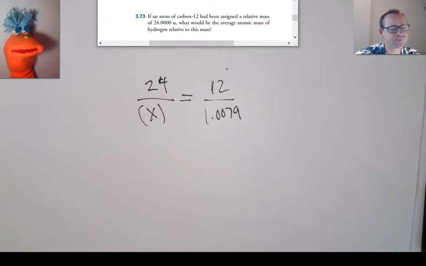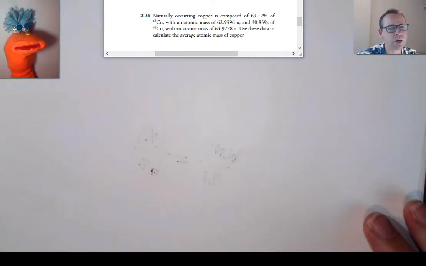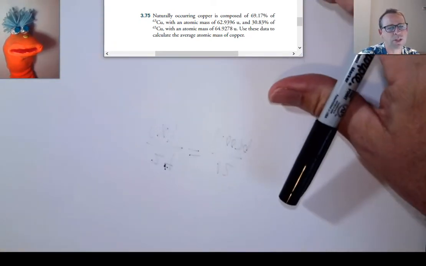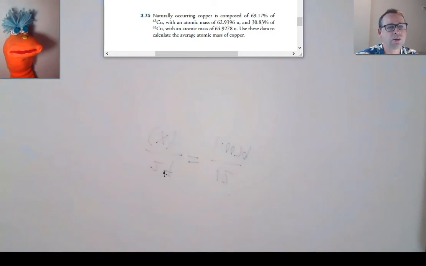Okay, good. All right, naturally occurring copper is composed of 69.17% copper-63 with an atomic mass of 62.9396, and then the rest of it is copper-65 with that mass. And we want to use this data to calculate the average atomic mass of copper. You know how to do this, Fred? Well, I think we just add the two together and take the average. The two what? The two masses, so 62.9396.